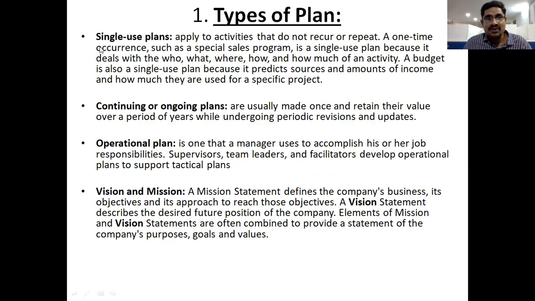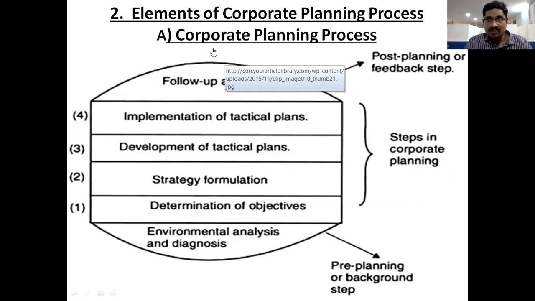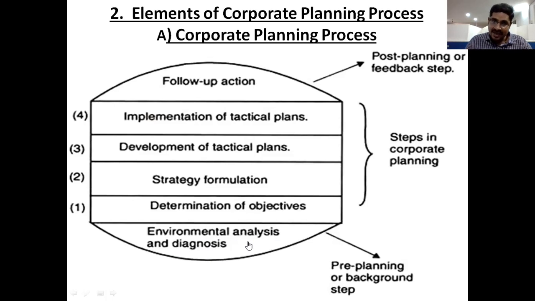And next, already we discussed the types of plans. Next, the elements of the corporate planning process. In the corporate planning process, we discussed the process first, and next the need for it. First of all, we need to analyze or check our environment through environmental scanning. After that, we fix the targets for our company, and then formulate strategies. Today's topic is strategy formulation. After formulating the strategies, we need to prepare and develop the tactical plans. After preparing the plans, we implement these tactical plans, and then follow up the action, meaning the controlling.